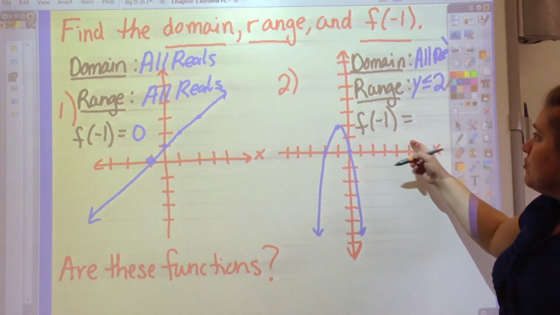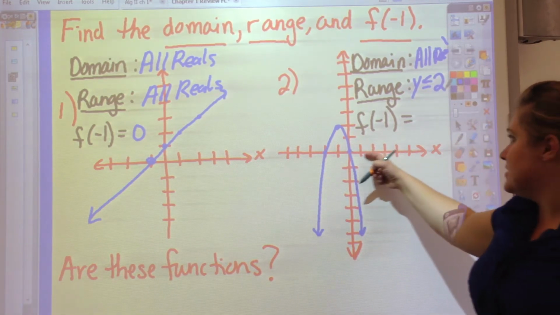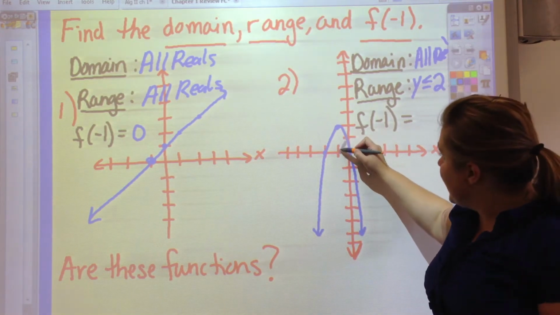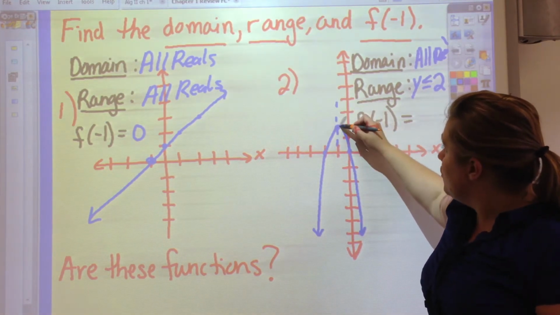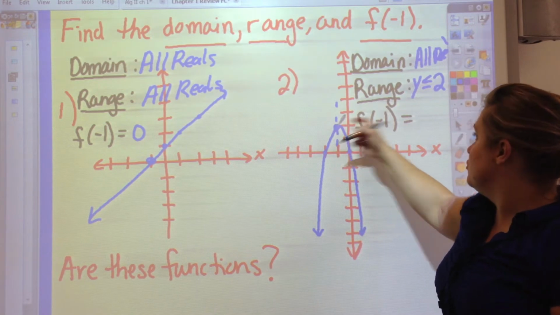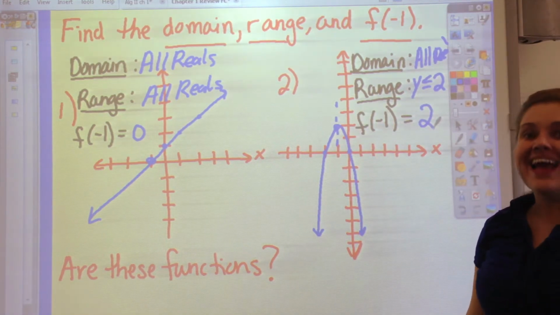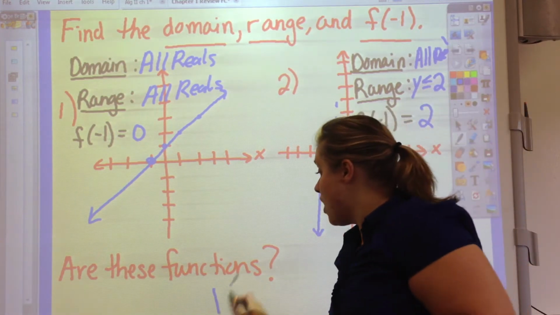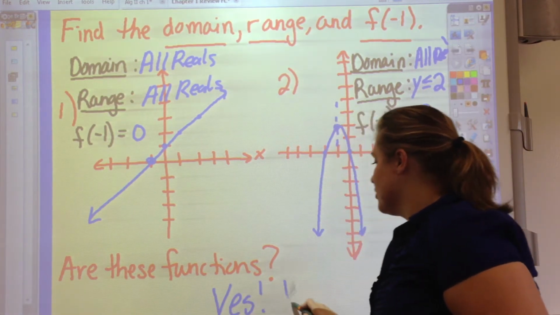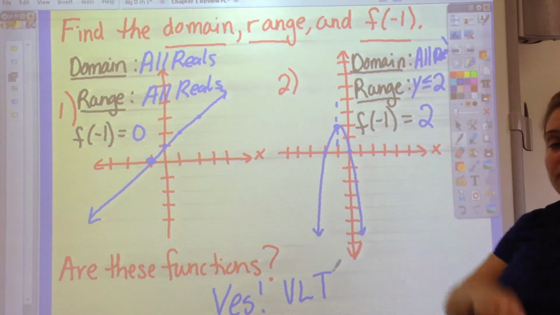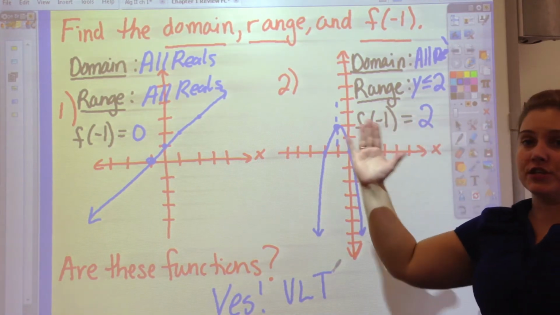For my value when x is negative 1, let's find x equal to negative 1. And it looks when x is negative 1, hopefully you'll agree with me, y is 2 right here. All right, are these functions? Absolutely. Why? Vertical line test, right? A vertical line will only cross these functions one time.